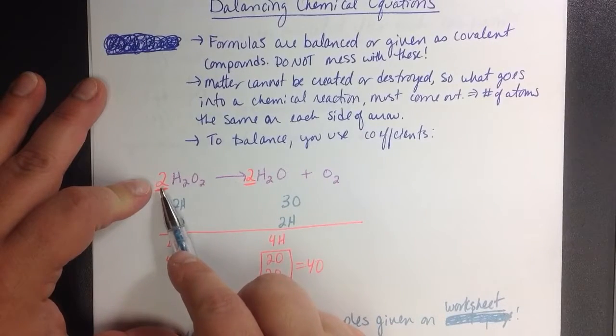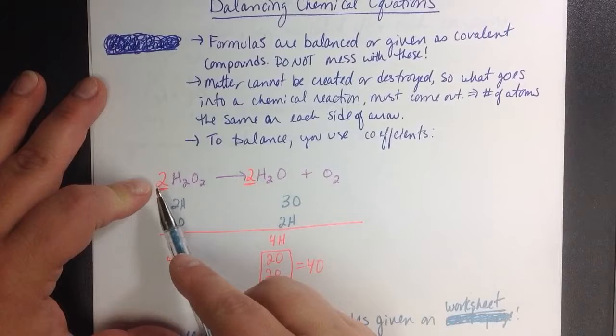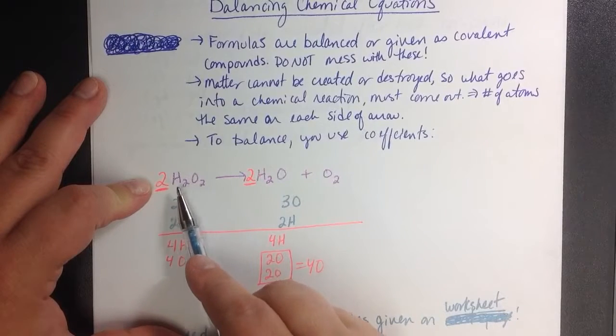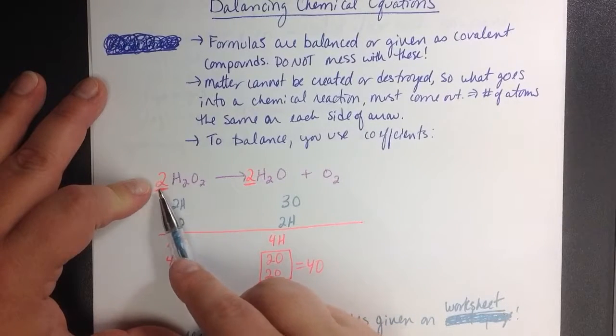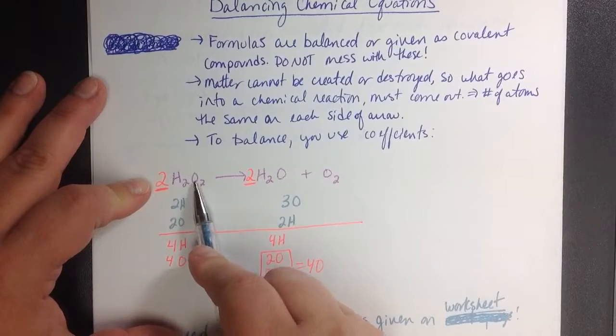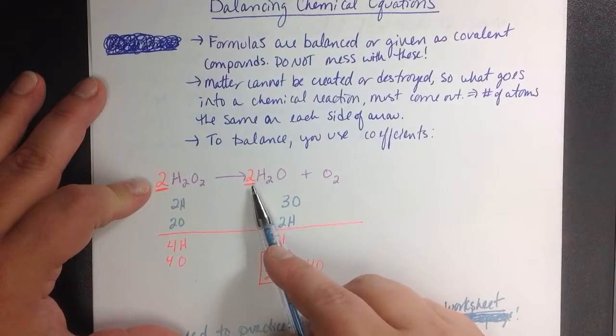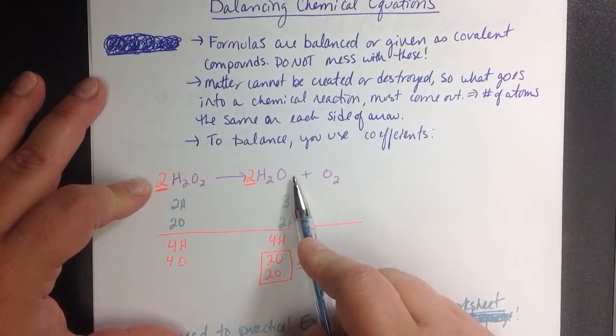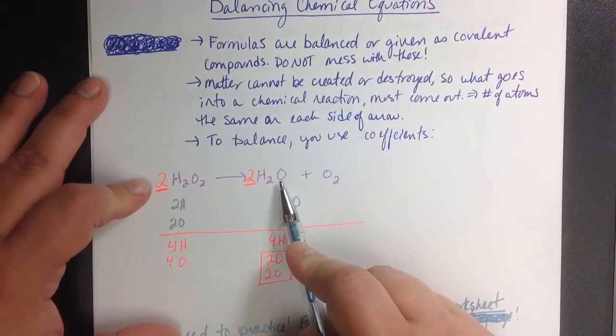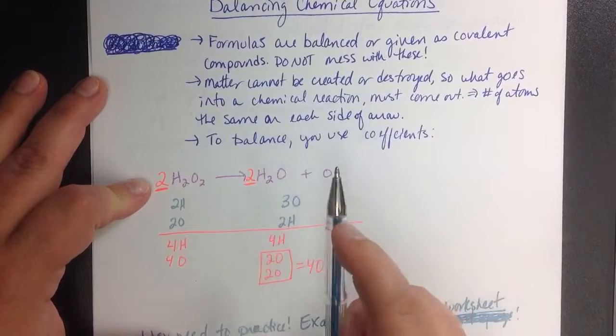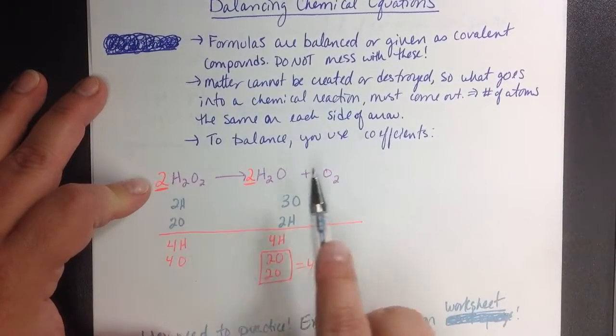Now this is kind of like in math. You have 2 times 2 hydrogen. You have 2 times 2 oxygen. Okay, over here we have 2 times 2 hydrogen and 2 times, there's an understood 1 here for oxygen, so that's 2 oxygen. So I need to make sure that the number of atoms on this side equals the number of this side.